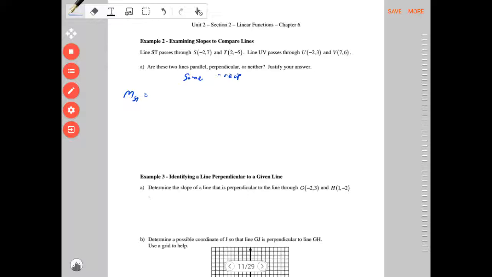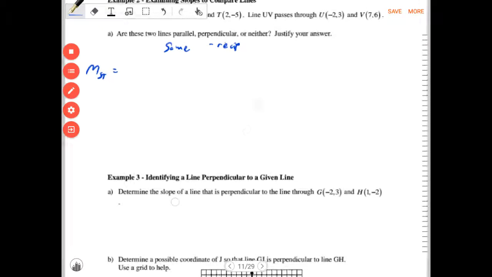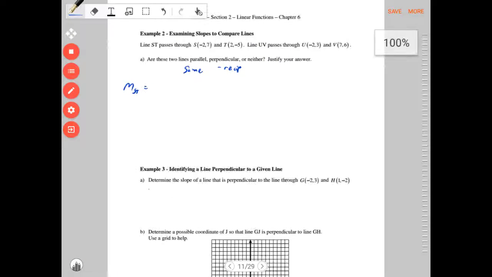So slope ST. Sorry guys, zoomed in a bit. So let's see, x1, y1, x2, y2. So we get negative 5 minus 7 over 2 minus negative 2. Negative 5 minus 7 is negative 12. And the double negative makes a positive, so that's divided by 4. So the slope of ST is negative 3.